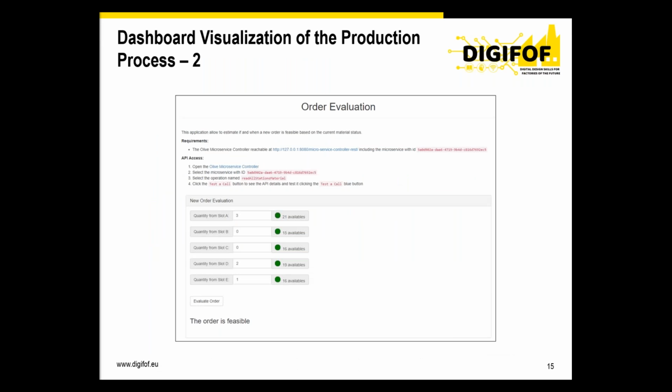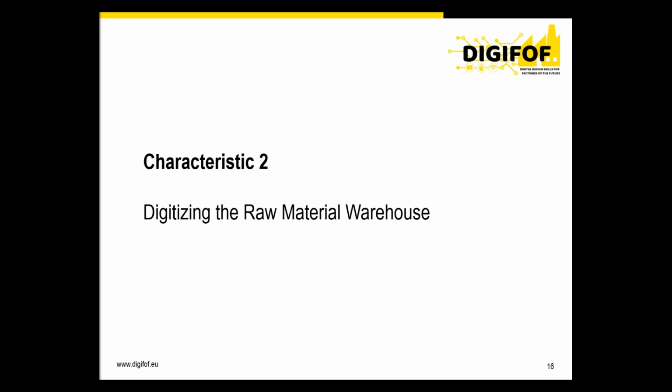Now let's get back to the slides. And we are ready to go for characteristic 2. And this is digitizing the raw material warehouse, and we will go into more details right now.